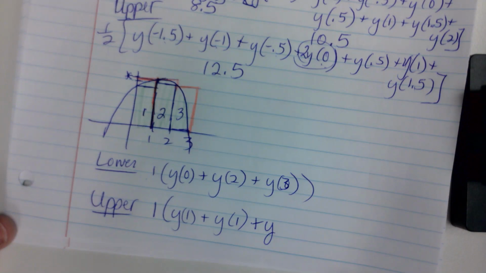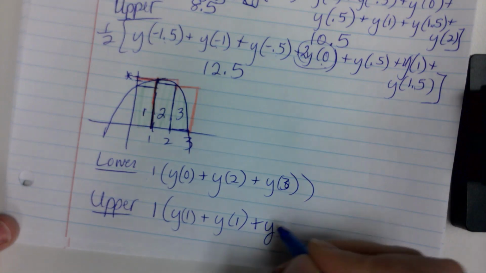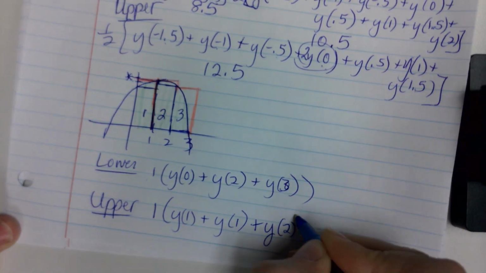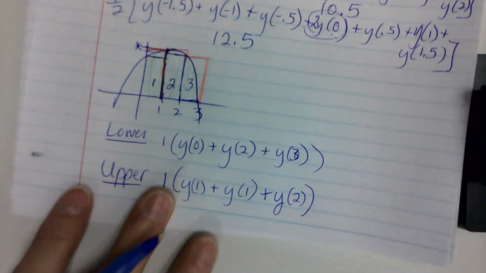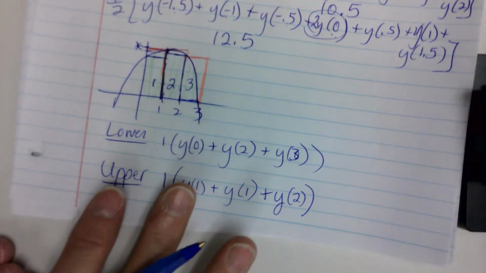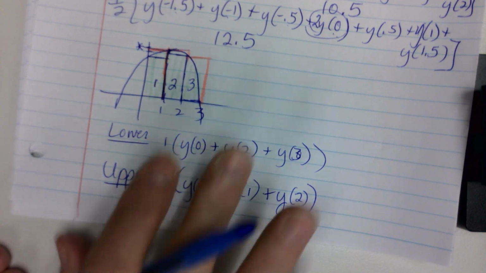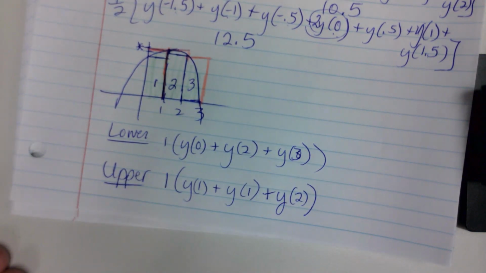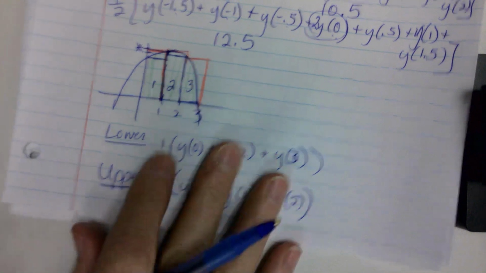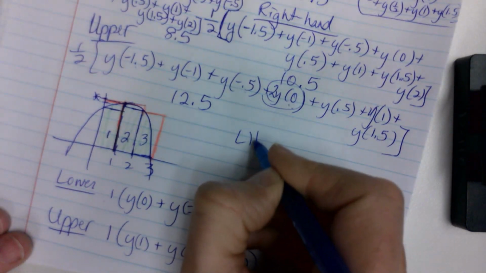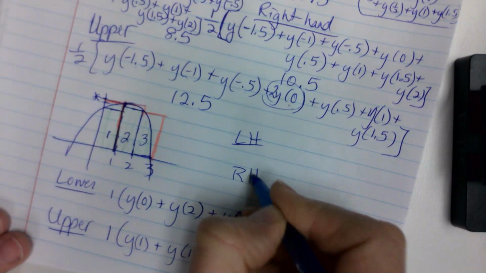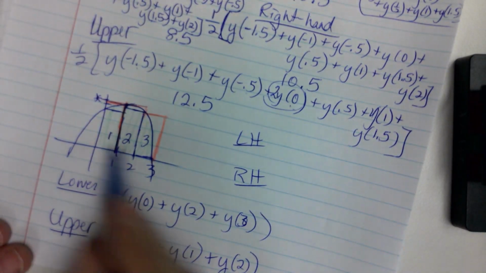That would be y of what? Thank you. So that's all. This is only if the book asks for upper and lower sums. If I ask for this on a test, I'm going to say, give me the left-hand one and give me the right-hand one. So somebody give me the left hand.